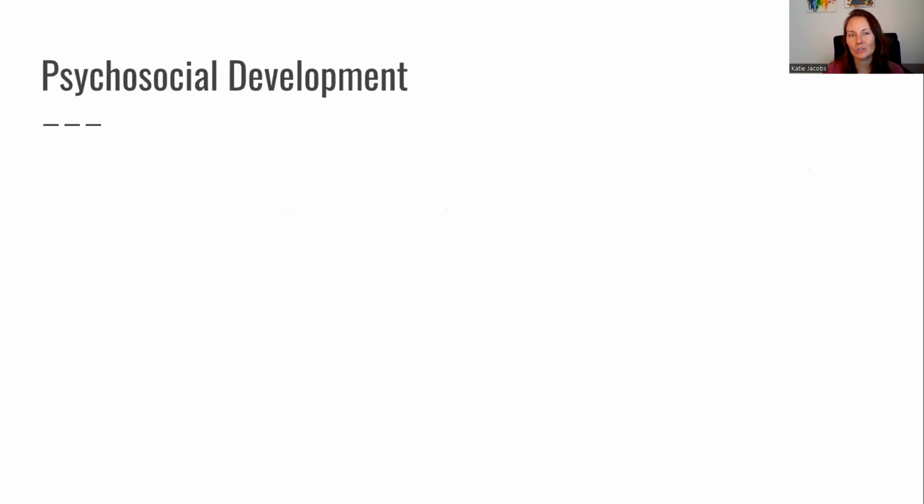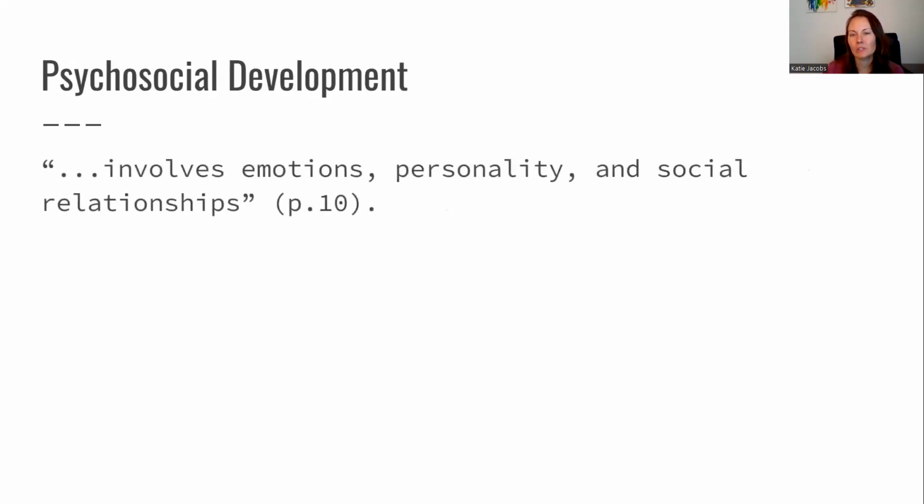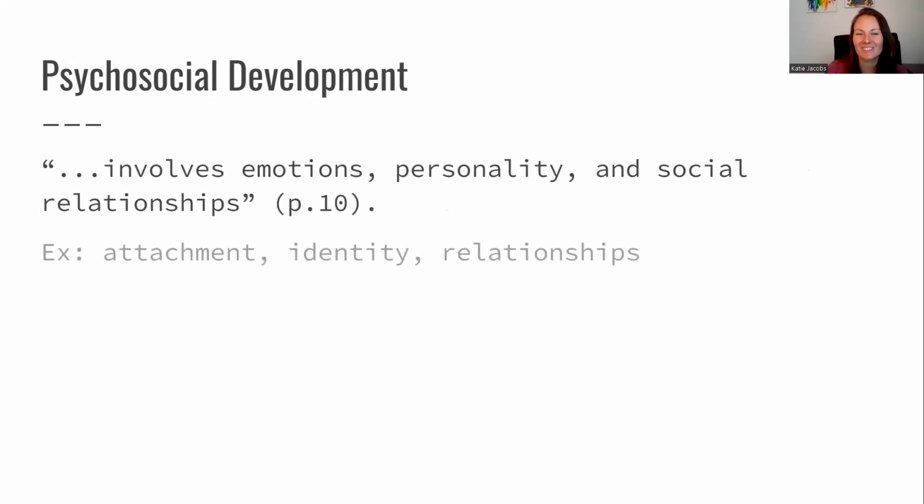We also have psychosocial development. This involves emotions, personality, and social relationships. This one can be people's favorite thing to study sometimes. So examples of this would be attachment, identity, and different relationships.